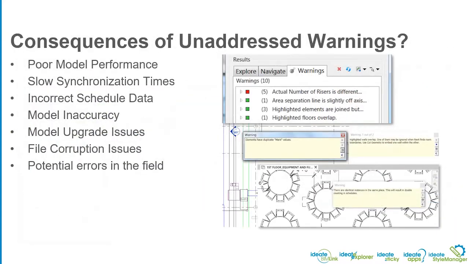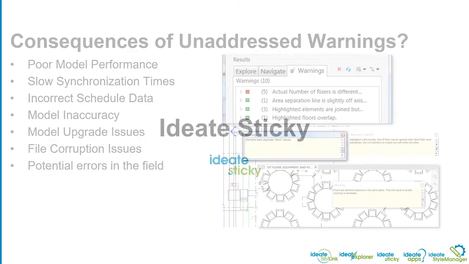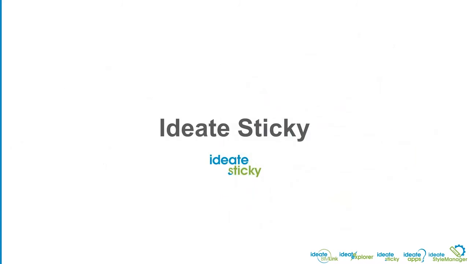And it's important to review warnings because they can get out of hand, just like our styles that you saw earlier with Style Manager can completely get out of hand. If you have a lot of warnings in your project, it can cause model inaccuracy, upgrade issues, and potentially even file corruption issues. So it's important to review and fix these warnings on a daily basis. So that's our Ideate Explorer application.